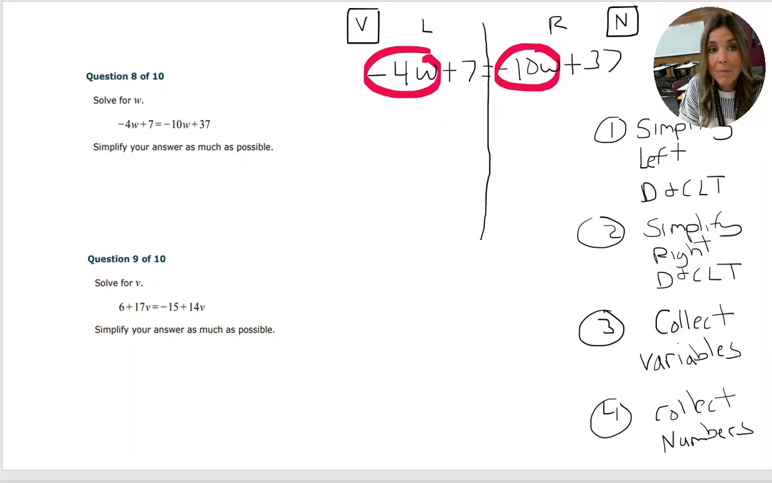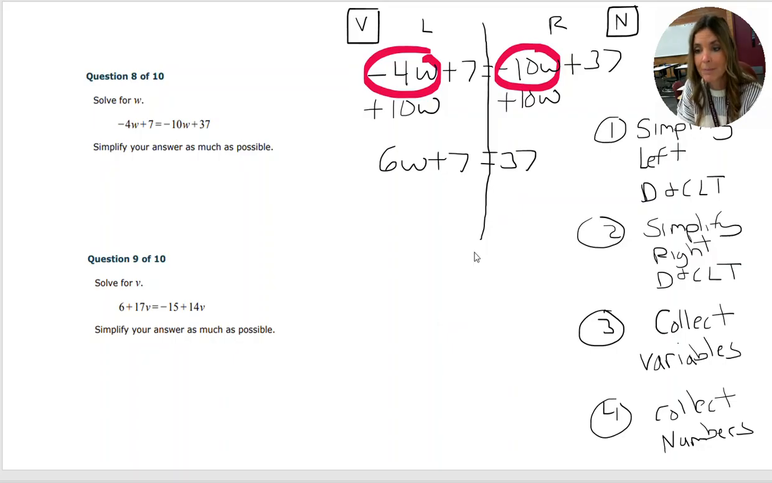So my right side is where I only want numbers and not variable terms, which means I need to cancel out the negative 10w. So I'm going to add 10w. That's what's going to make that wipe out to a 0. Now if I add 10w to the right side, I'm going to add 10w to the left side. So that is 6w plus 7 equal to 37.